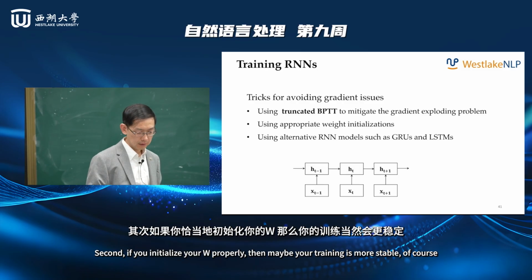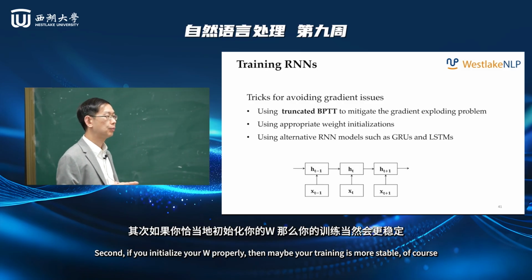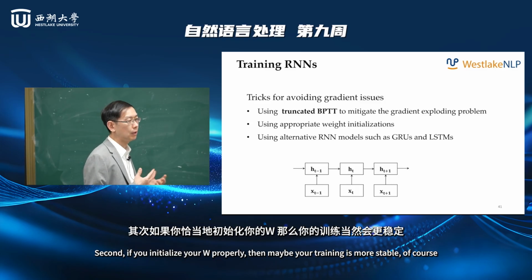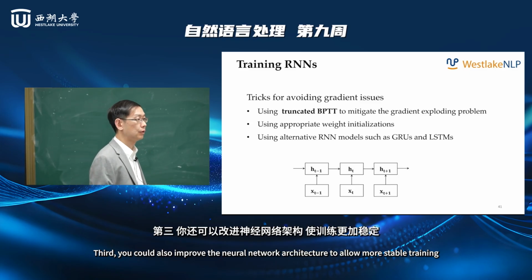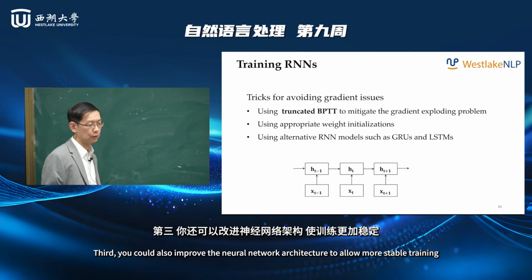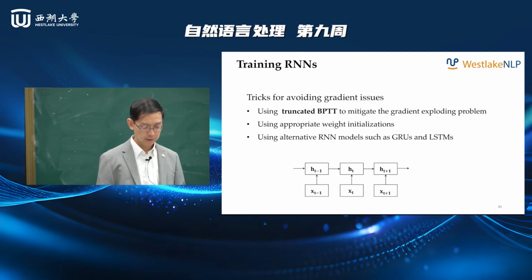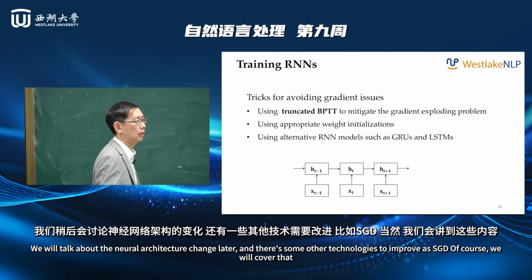The second, if you initialize your W properly, then maybe your training is more stable, of course. Third, you could also improve the neural network architecture to allow more stable training. We will talk about the neural architecture change later. And there are some other technologies to improve SGD, of course. We will cover that.